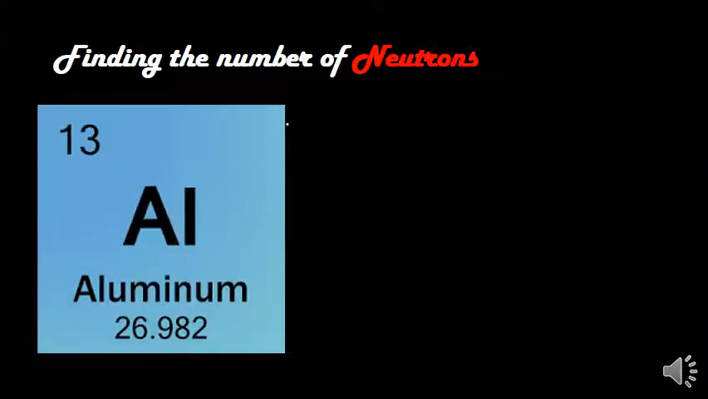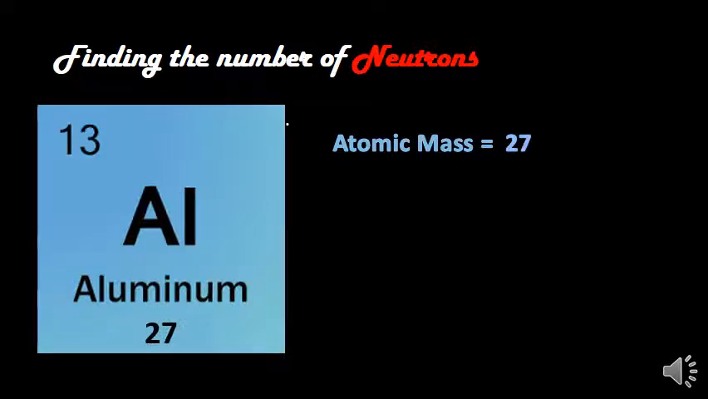Let's try another one. Atomic mass of aluminum, rounded to the nearest ones place, is 27. How many protons? 13. How many neutrons? 14 is correct.